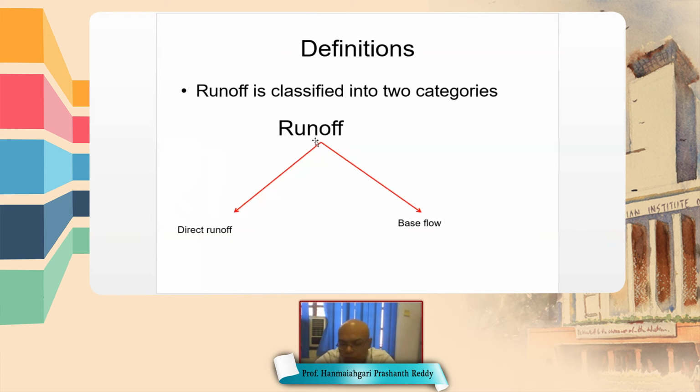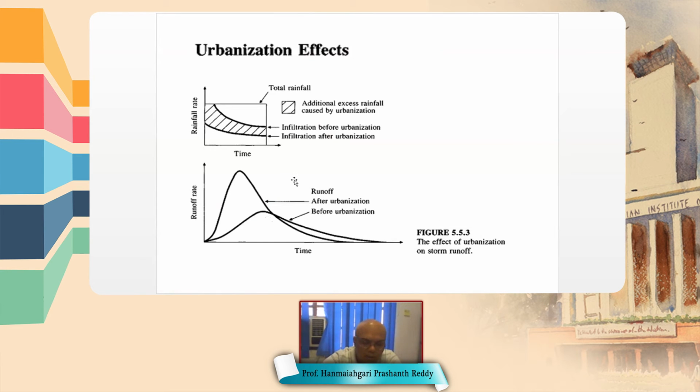So runoff value. Sir, can you show me the previous slide once? This is the one. Yes, sir. In this case, what do you mean by urbanization? Urbanization means paving roads, constructing buildings, constructing airports, constructing parking lots, and developing recreational areas, grounds, etc. All of these are called urbanization.